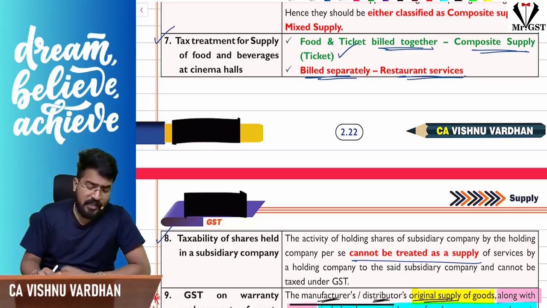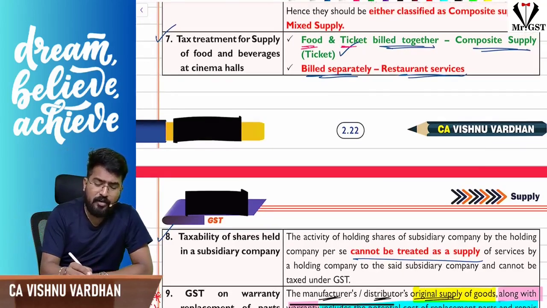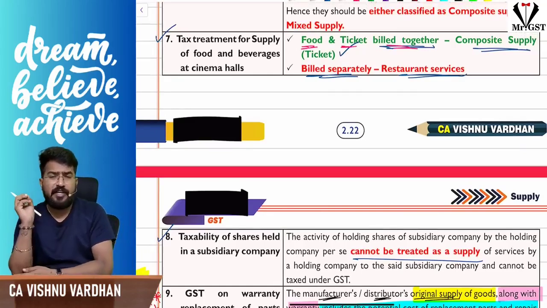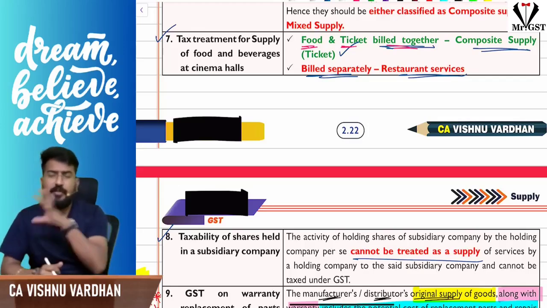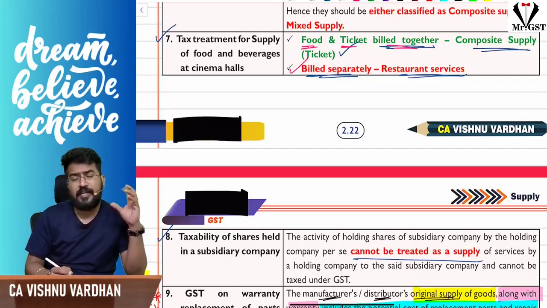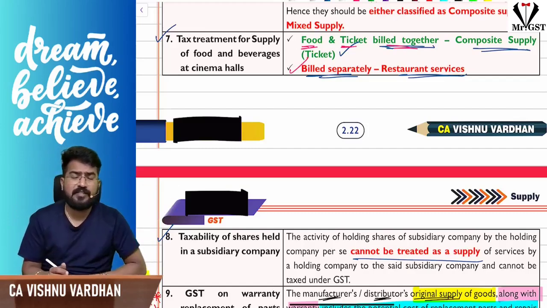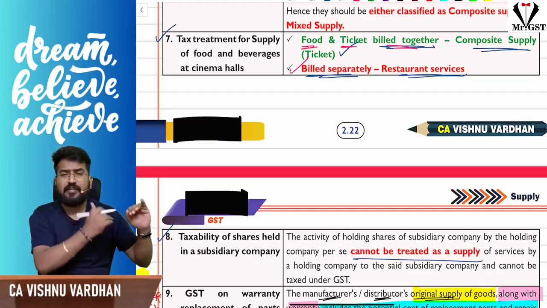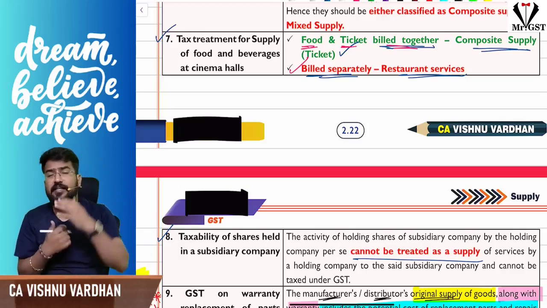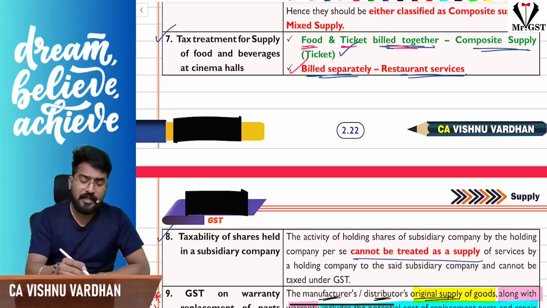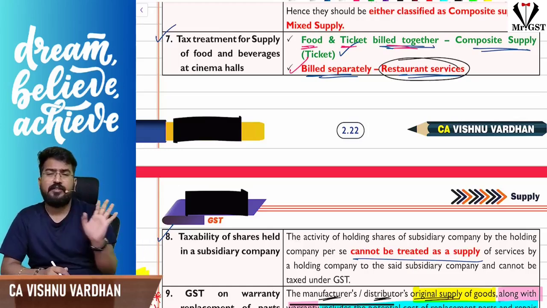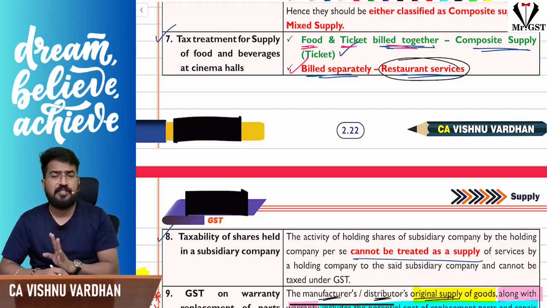There the department has clarified. If the food and ticket are billed together, then it will be treated as composite supply. The predominant element is sale of ticket here. So the total transaction will be treated as sale of ticket and will be charged accordingly. If they are billed separately, the ticket billing is separate and the food and beverages billing is separate, then ticket is obviously, you have understood that it is treated as supply of service of exhibiting the cinematographic films, and supply of this food and beverages will be treated as restaurant services. So food and ticket in theater charged together, sale of ticket, consider it that way, supply of service.